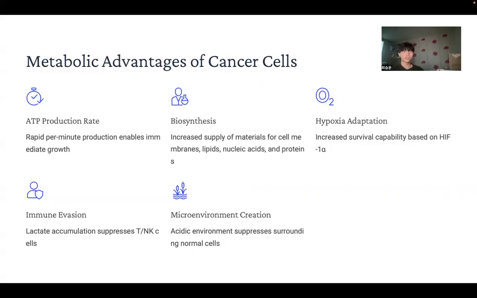This metabolic strategy offers clear advantages for cancer cells: faster ATP production, abundant biosynthetic precursors, strong adaptation to hypoxia via HIF-1 alpha, immune evasion through lactate accumulation, and formation of an acidic microenvironment that inhibits normal cells. Overall, the Warburg effect allows cancer cells to secure both rapid growth and survival.